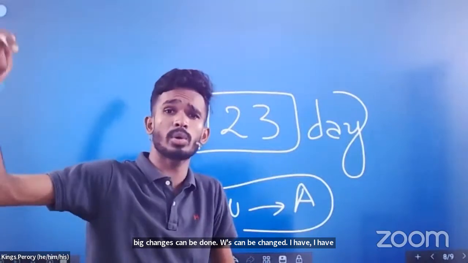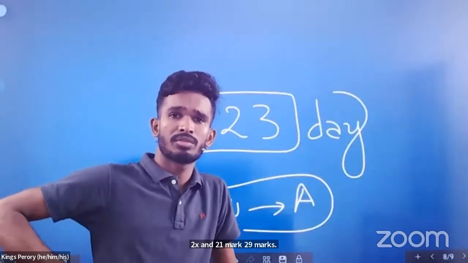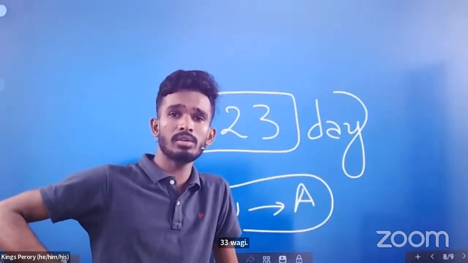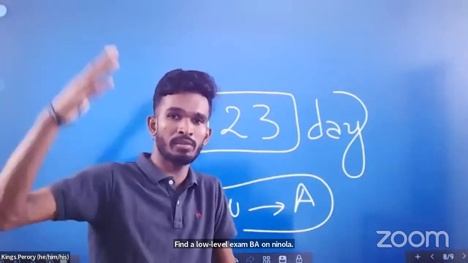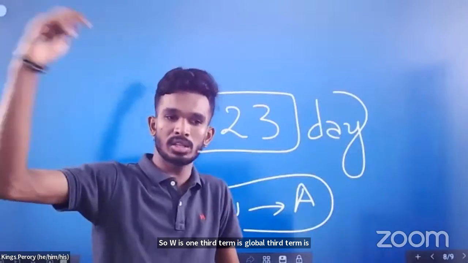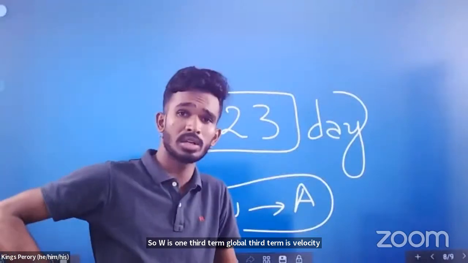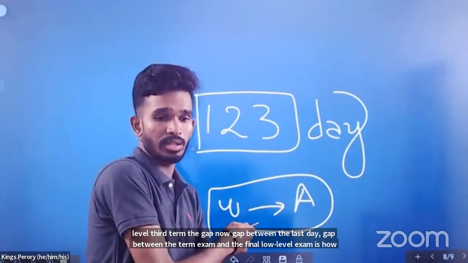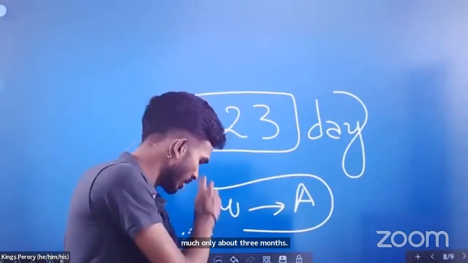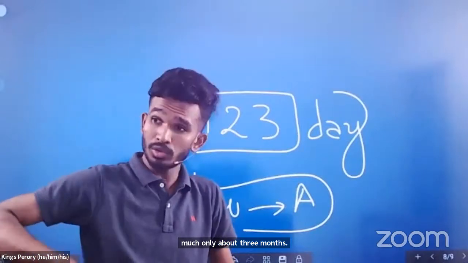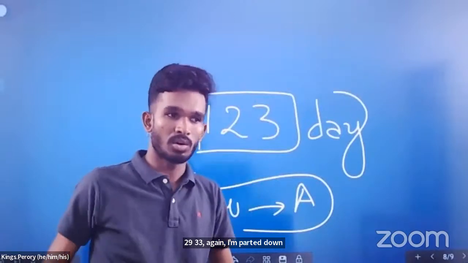Third term exam: 21 marks, 29 marks, 33, all W grades. Final O level exam: B, A. The gap between the third term exam and the final O level exam last year was only about 3 months, less than 3 months. Everyone was upset about those third term marks of 29 and 33. Down from the family side, from the teacher's side, from the friends' side, all the sides down.